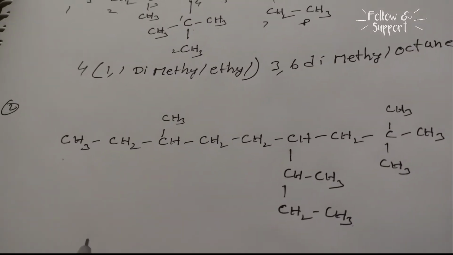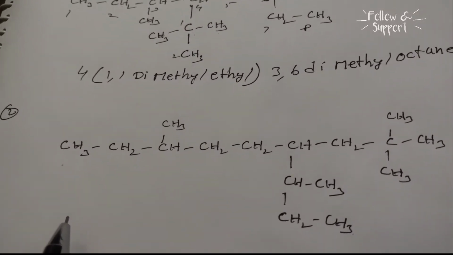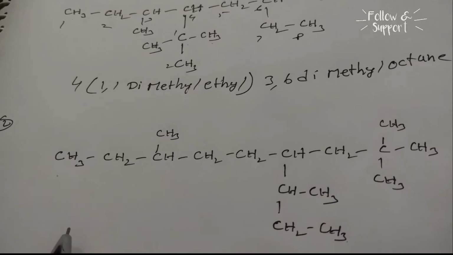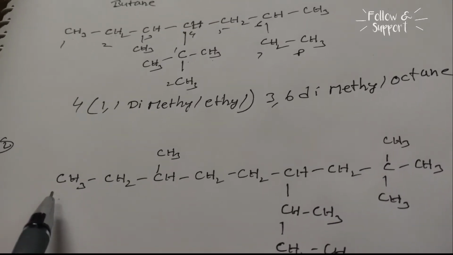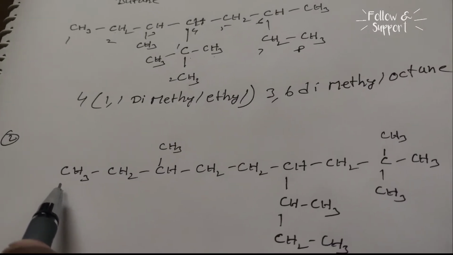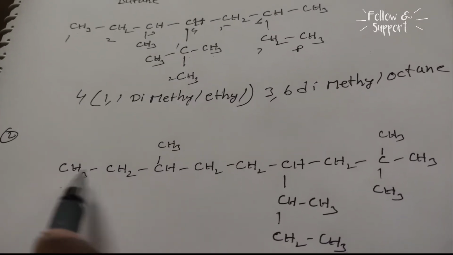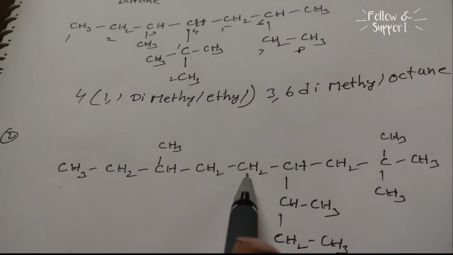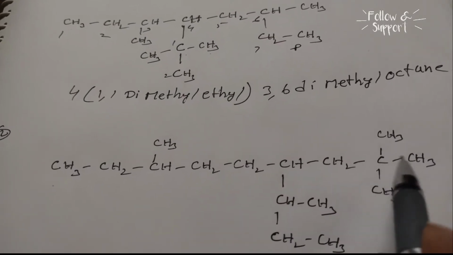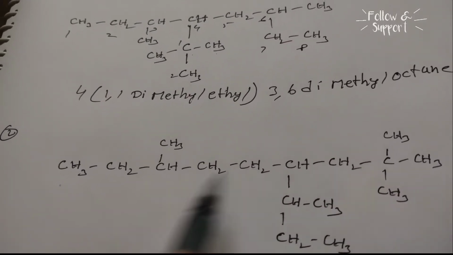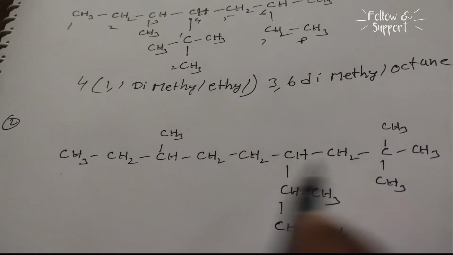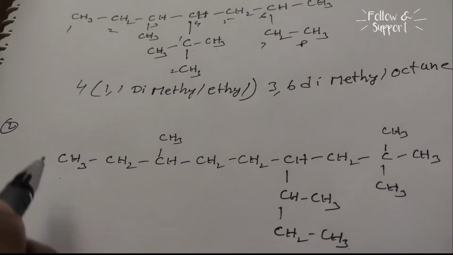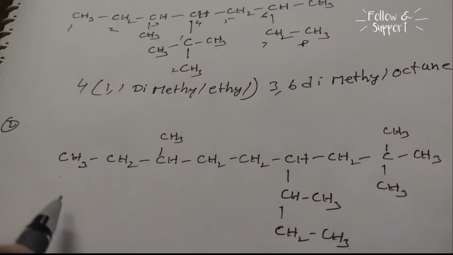Now in this type of compound, how are we giving the numbering and the nomenclature? First of all, count the total number of carbons present in the given structure: 1, 2, 3, 4, 5, 6, 7, 8, 9 carbons. So the root word is nonane. And from which direction are we giving the numbering, from left to right or right to left?